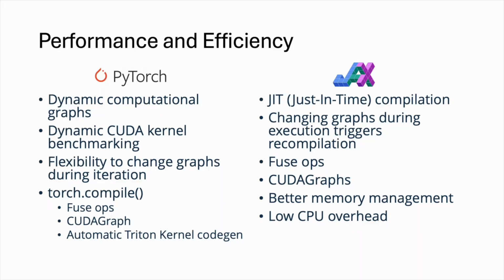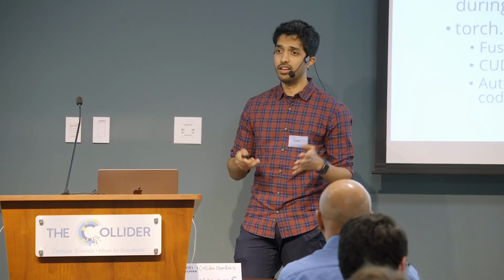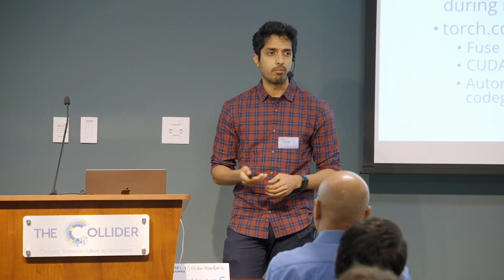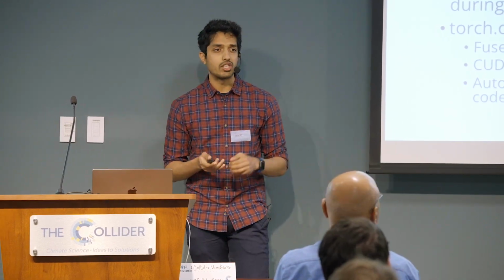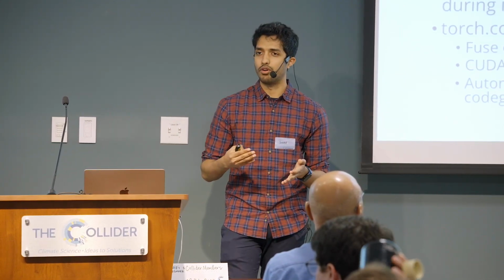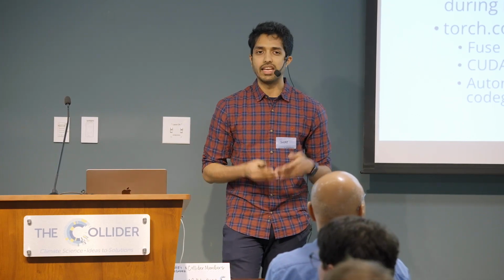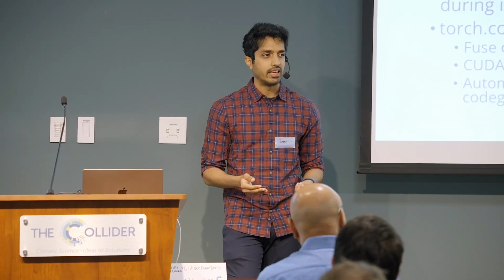Performance and efficiency. PyTorch was not built with performance in mind. PyTorch was built with a focus on rapid prototyping. So it focuses on dynamic computational graphs and dynamic CUDA kernel benchmarking. These are the main things that it does to get really good performance on GPUs. The flexibility that PyTorch offers is that you can change the graph during iteration. As we know, we train the models for hundreds of thousands of iterations, and in each iteration, a new graph would be generated for us. So this is obviously inefficient.